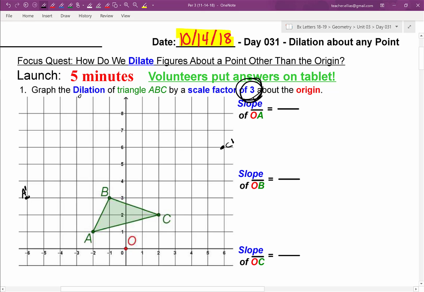Would it be like this? 1, and then 1, 2, 3. Or would it be like that? Or like that? Okay, so 1, 2, 3. 1, 1, 2, 3. 1, 1, 2. I think it will end up right here, right? Like at the top, right here.